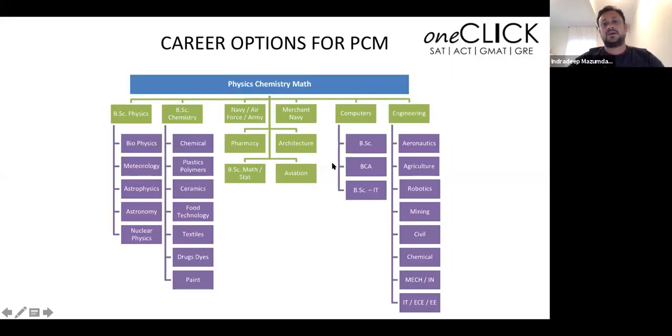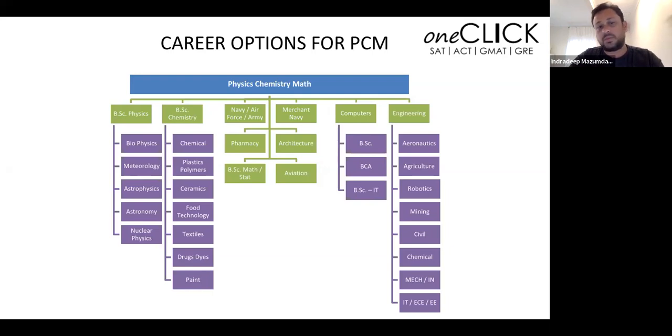All right, so let's start with a very broad opportunity for you to start thinking of. After physics, chemistry, maths, or a PCM, to keep it short, what sort of broad career opportunities do you have? So there's the obvious physics, chemistry, which you can do your undergrad in physics. It's a BSc or a Bachelor of Science degree, so not engineering, but science, typically a 3-year program.